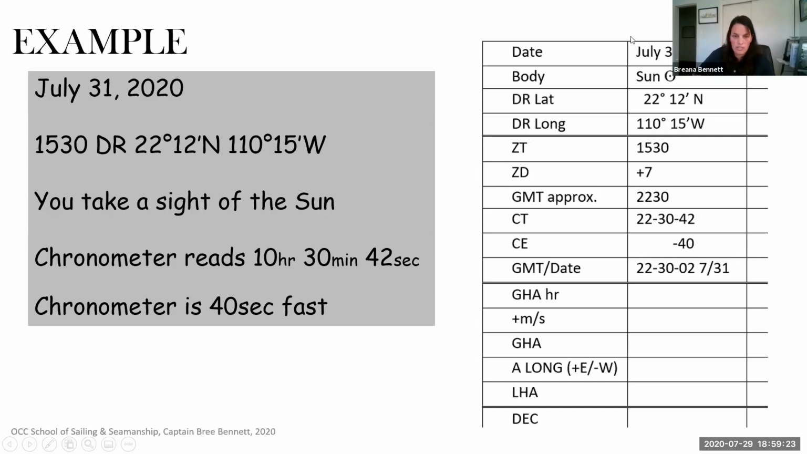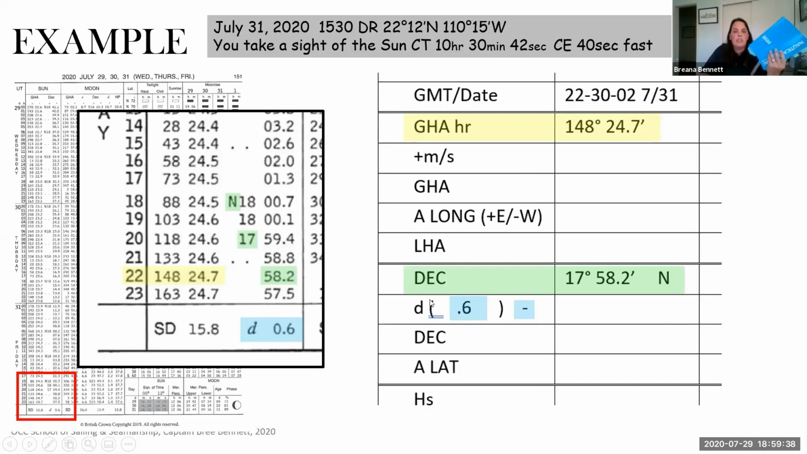So our first step of our site reduction form is to go to the almanac. Okay. So find July 31st in your almanac. This is going to be a little bit of a review.